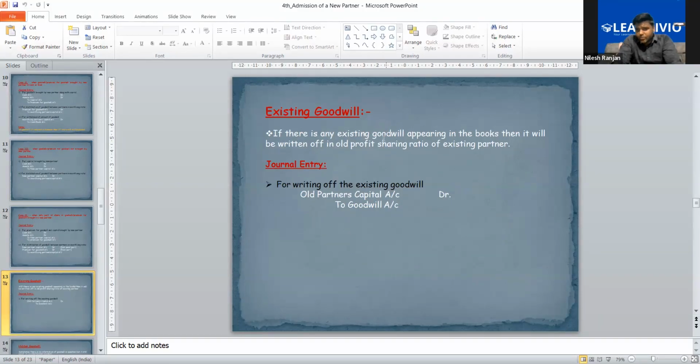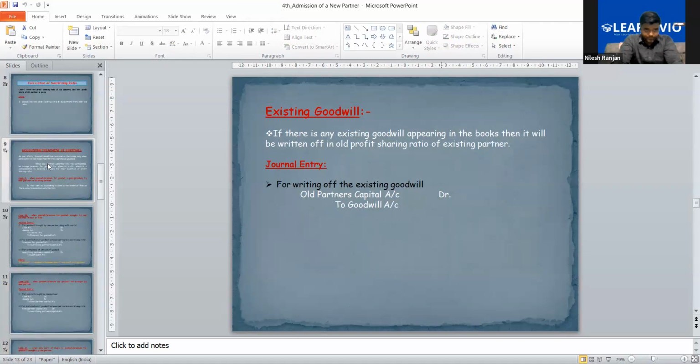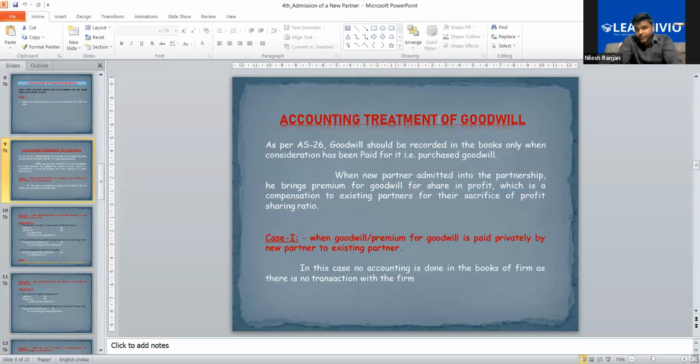If there is any existing goodwill appearing in the books, then it will be written off in the old profit sharing ratio of existing partners. Only existing partners, not the new partner, because the old ratio is always between existing partners. So old partners' capital accounts are debited to goodwill account. Please write this. The heading is accounting treatment of goodwill.